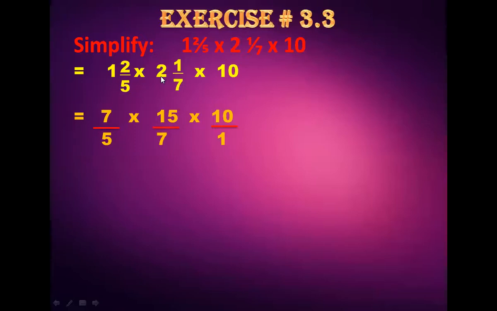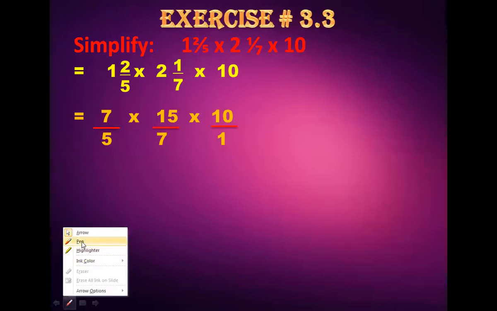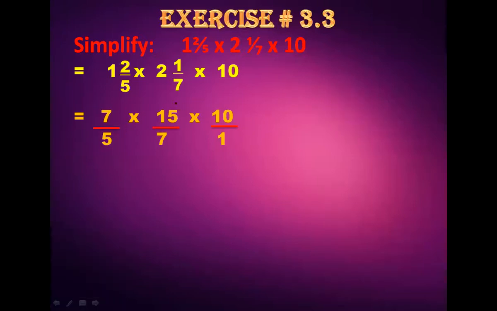7 multiplied by 2 is 14. 14 plus 1 will become 15. Your denominator will remain the same. And for 10, nothing is written in the denominator, so we will assume that the denominator is 1. Now you will simply reduce them. How? 5 and 15 can be divided by one number, that is 5. So 5 into 1 is 5 and 5 into 3 is 15.